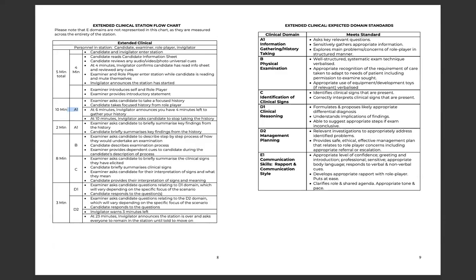Then after 2 minutes, examiner asks candidate to describe step-by-step process to how they would undertake an examination. So you will be given a particular system like cardiovascular system or respiratory system, and you will be asked to tell the step-by-step process of how you would undertake that system examination in this patient. Candidate describes the examination process. Examiner provides dependent cues to candidate during the candidate's description process.